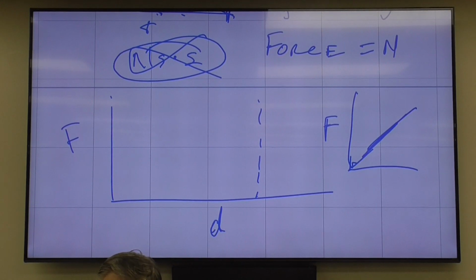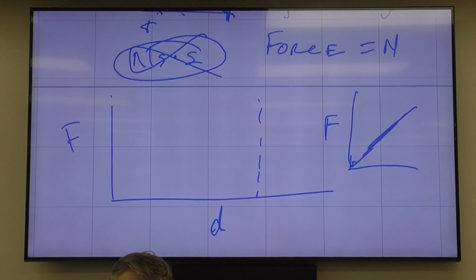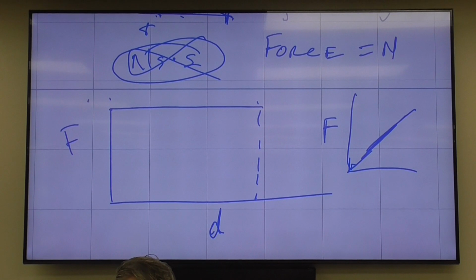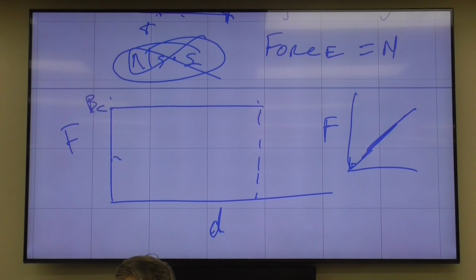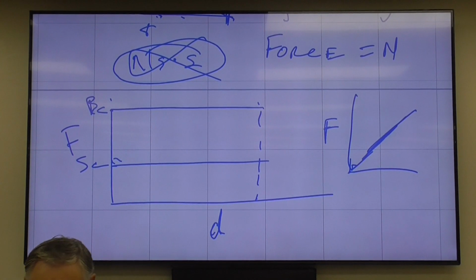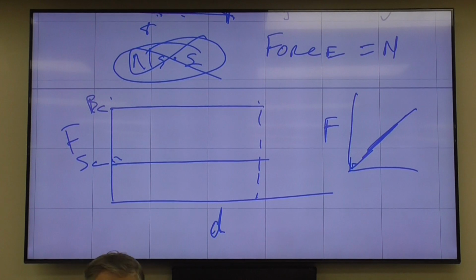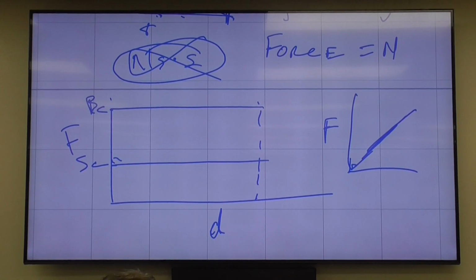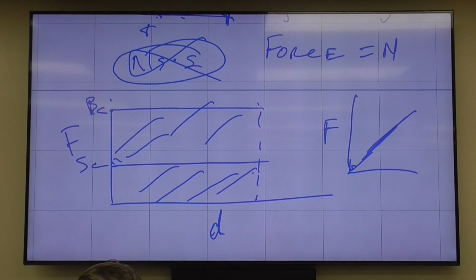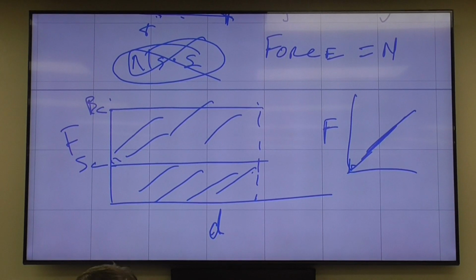So is the work going to be the same? No. Who's going to have more work? Big Colin. Why? Work equals force times distance: more force over the same distance. So this is big Colin, this is small Colin. Cool with that? So the area underneath a force distance graph gives you work, or change in energy, right? Okay, cool.